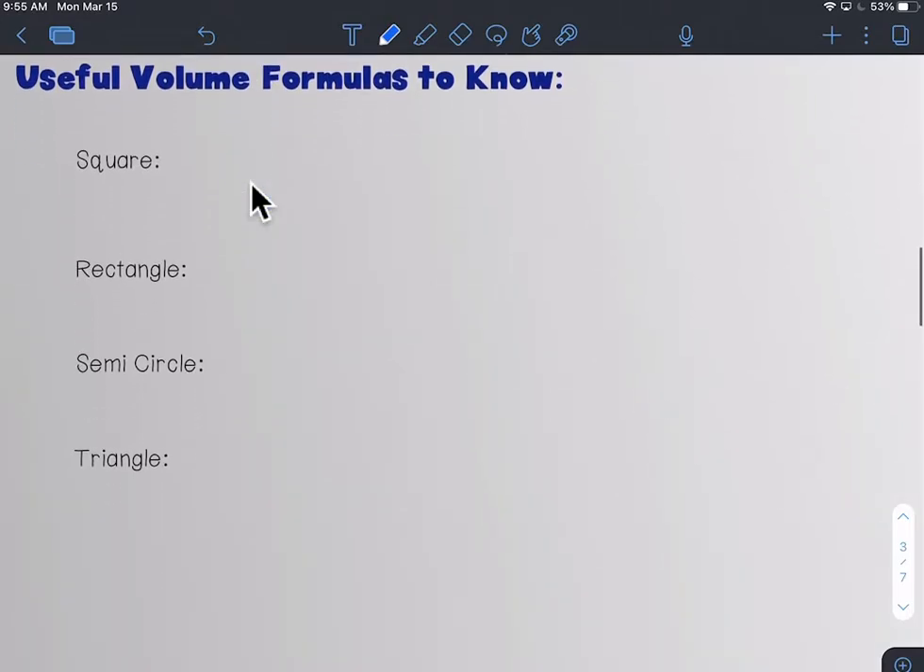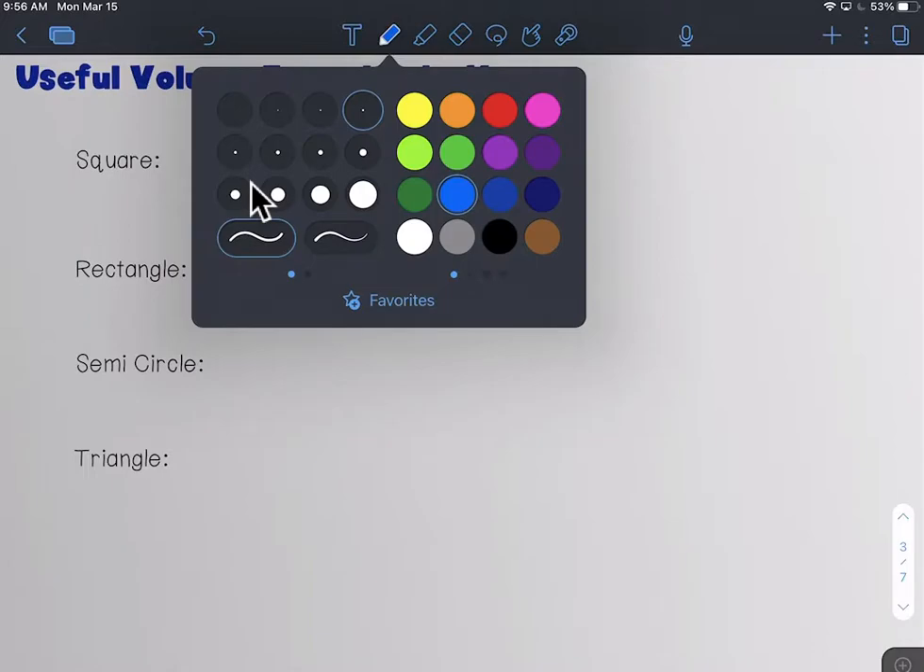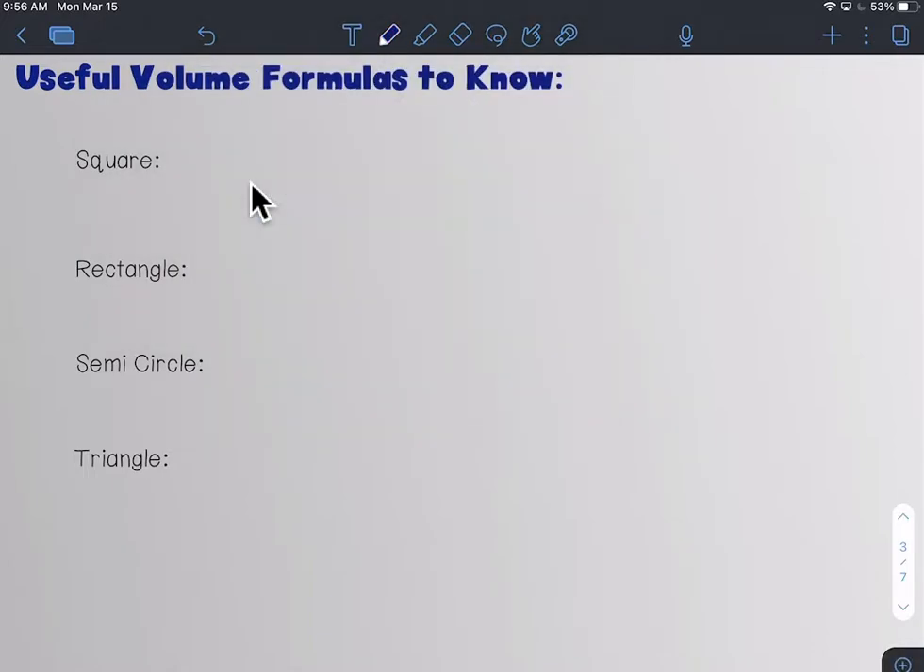So some useful volume formulas that you might want to know is you might want to just refresh yourself on how to find the area of each of these shapes, right? Because we're going to be building the volume by adding up all of these areas. That's all volume really is: if you take a thin slice, you get this two-dimensional object, and if you add the area of all of those up, you're going to get this three-dimensional object, right?